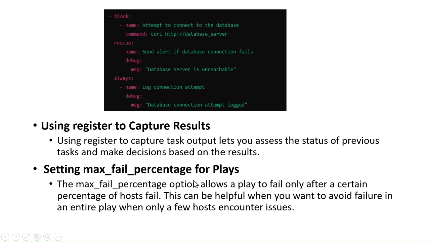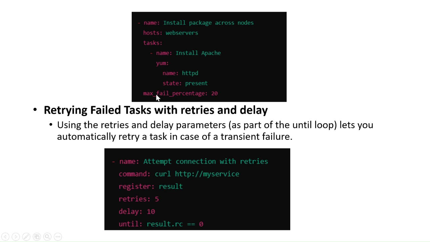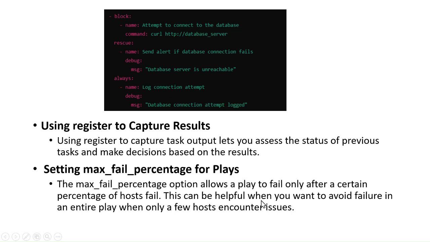We can specify what percentage of failure it will tolerate. The max fail percentage option allows a play to fail only after a certain percentage of hosts fail. So assume that you have 10 hosts which should install Apache 2 and copy the same content from the local system. It will check. If the maximum percentage is 20, then in 10 systems, 20% is only 2, right? If the initial two hosts or nodes got an error, ignore the rest. So max fail percentage can be helpful when you want to avoid failure in the entire play when only a few hosts encounter issues.